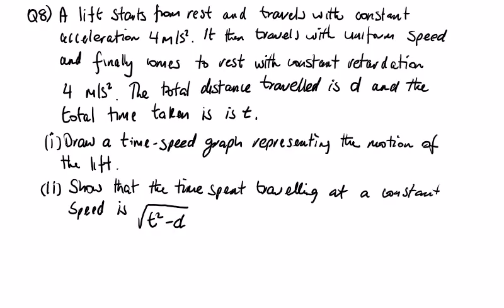Question 8. A lift starts from rest and travels with constant acceleration 4 meters per second squared. It then travels with uniform speed and finally comes to rest with constant retardation, also 4 meters per second squared. The total distance travelled is d and the time taken is t. Draw a time speed graph representing the motion of the lift and then show that the time spent travelling at a constant speed is the square root of t squared minus d.